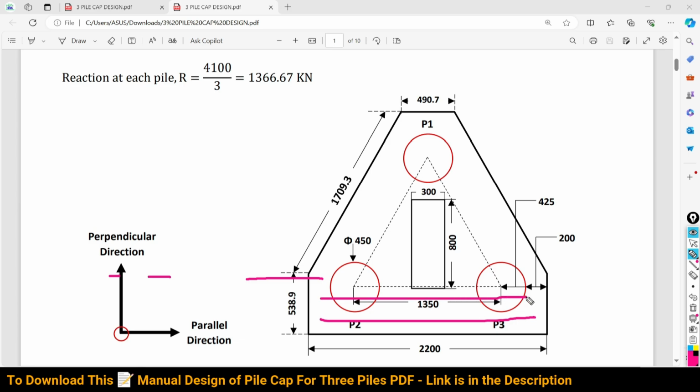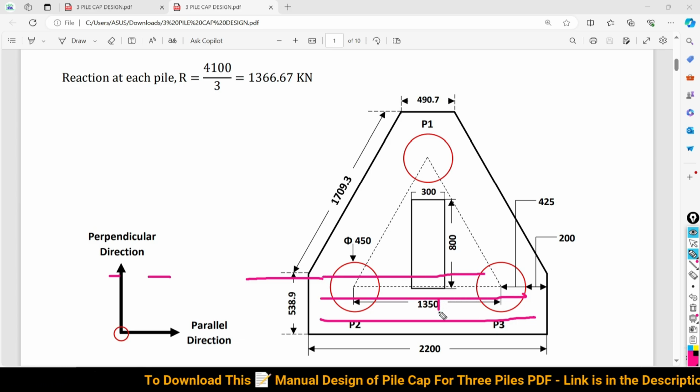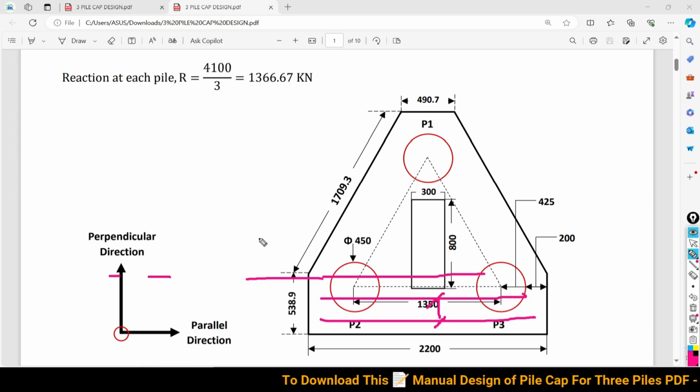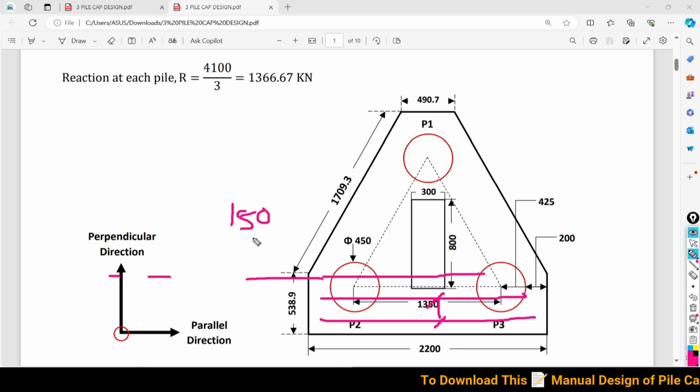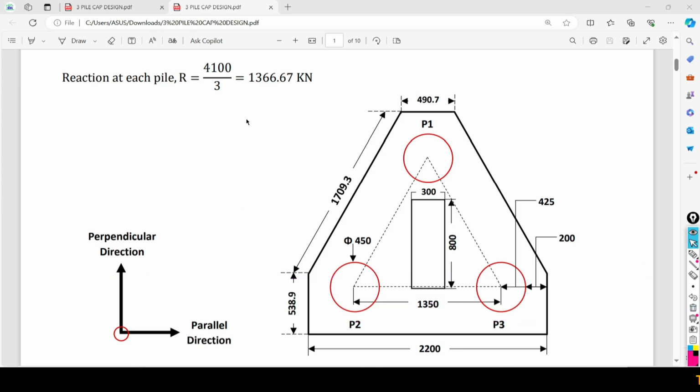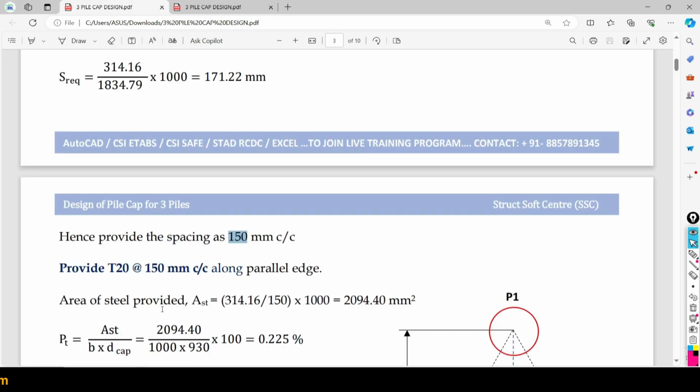We are going to provide the reinforcement like this, and the distance between these two reinforcements will be what? 150 mm center to center with a 20 mm diameter of bar. So this is the complete calculation along the parallel direction.